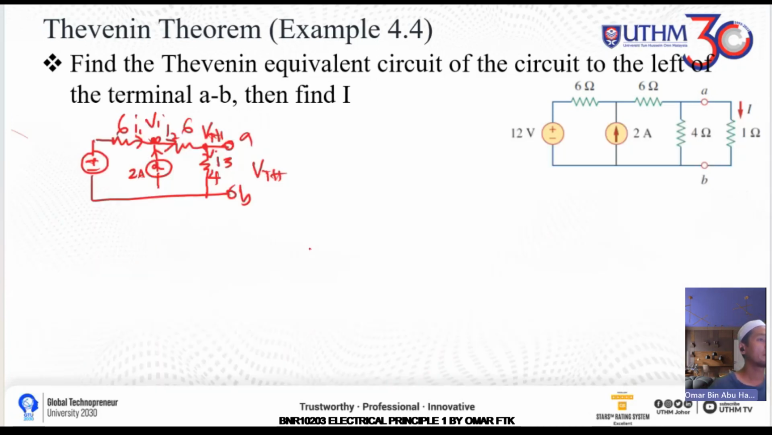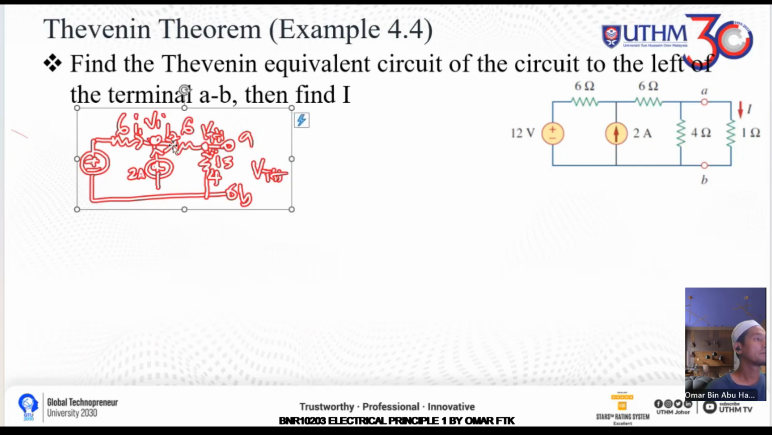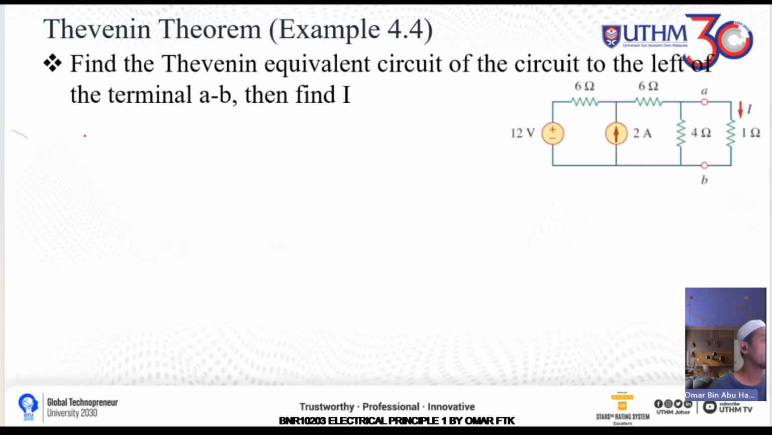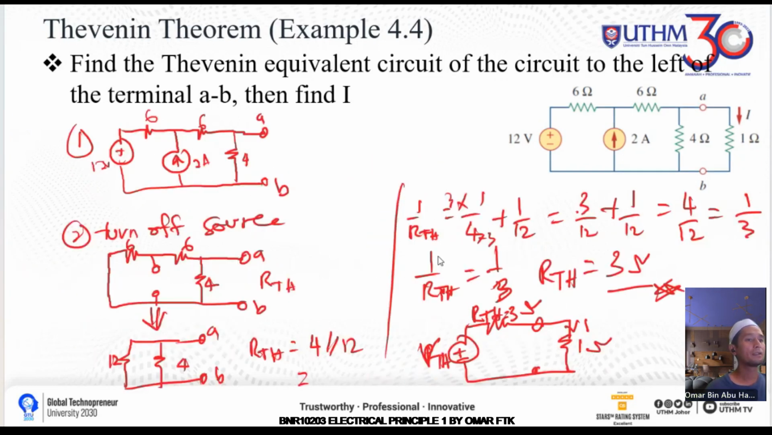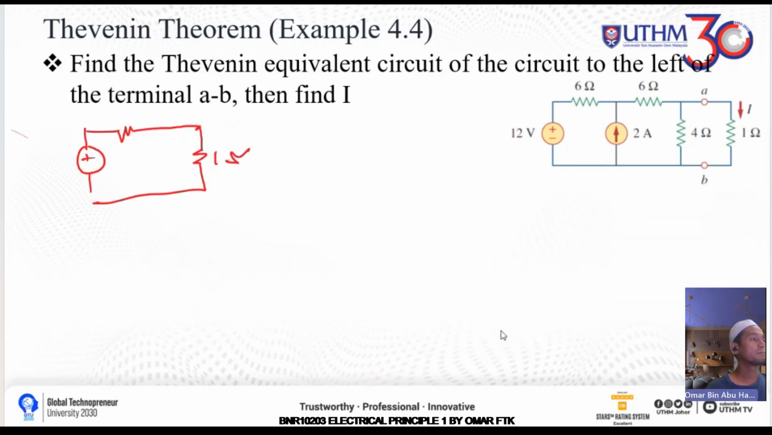Okay, so the circuit, if we redraw it, the Thevenin circuit is a load of 1 ohm, and the value for the resistor is 3 ohm. RTH is 3 ohm. VTH is equal to 6 volt. Okay, so from this, when the question asks you to determine the I here.